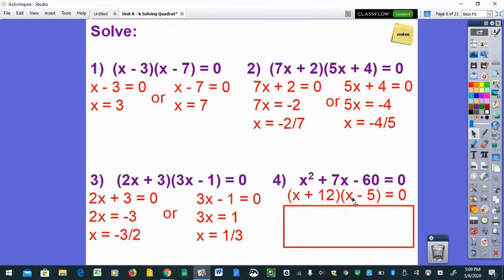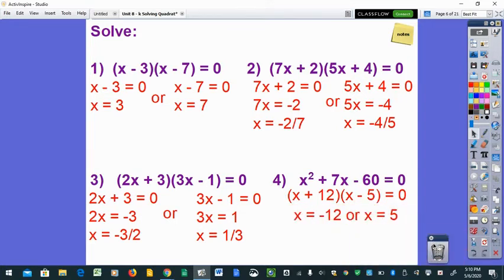Notice that there's the x squared. We have a minus 5x and a positive 12x, which would combine to a positive 7x. And 12 times -5 is -60, so this is the factorization. This is an easy zero product because we know that has to be -12 and that has to be a 5, because it's just simple one-step equations. So that's what we're doing today, and we're finally seeing where we're using our factoring.